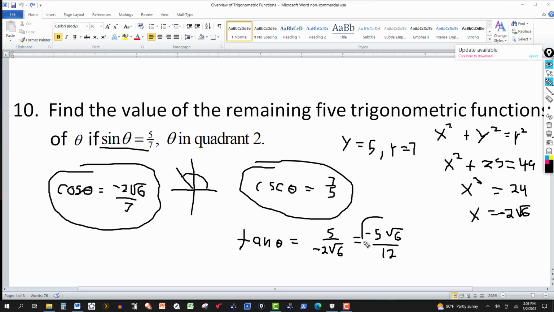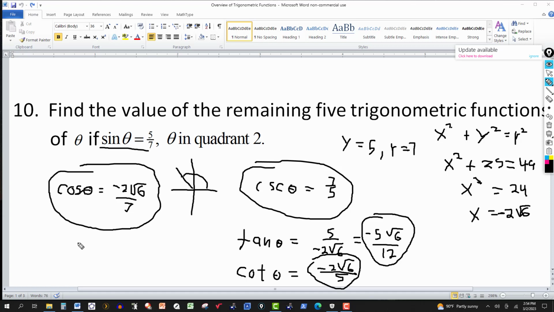So this will be a 12 here, and I put the negative on top. So that's your tangent. And then the cotangent of the angle theta in this case, tangent and cotangent are reciprocal, so I can just take the reciprocal of this answer, and it's better to take it from this point here. That way you have the radical on top, and the denominator will be rationalized, so this will be minus 2 square root of 6 over 5.